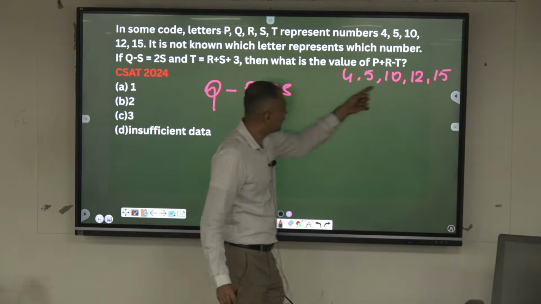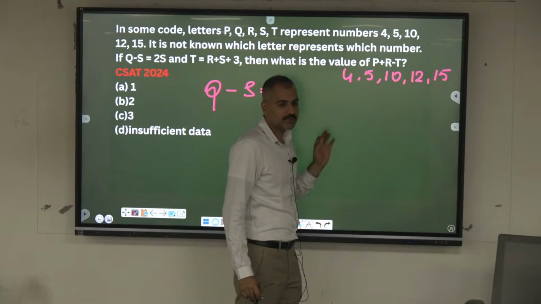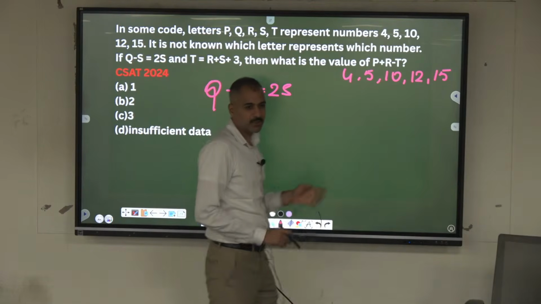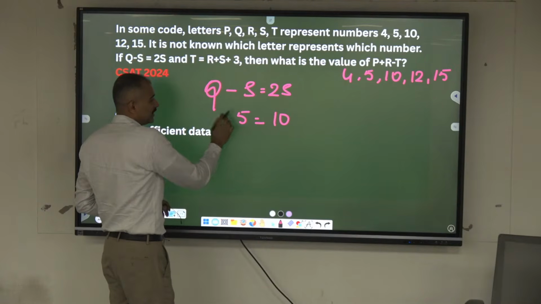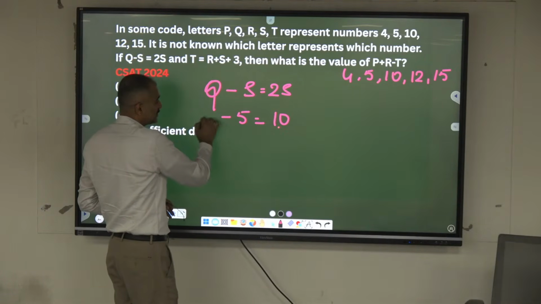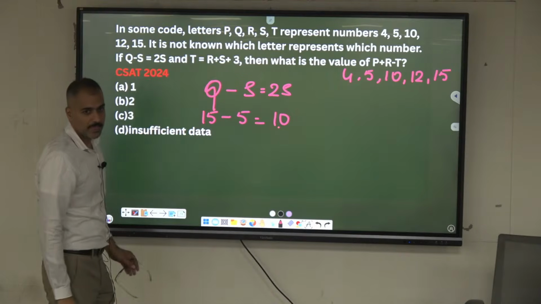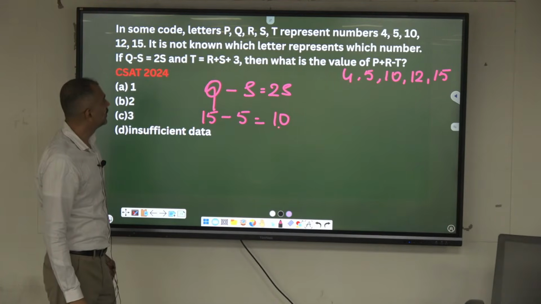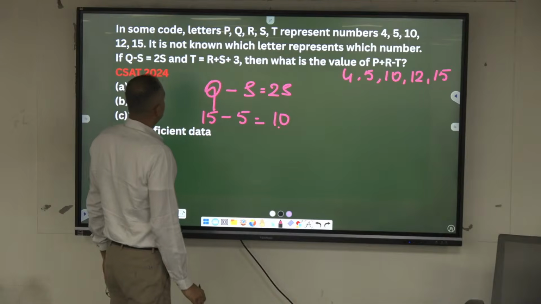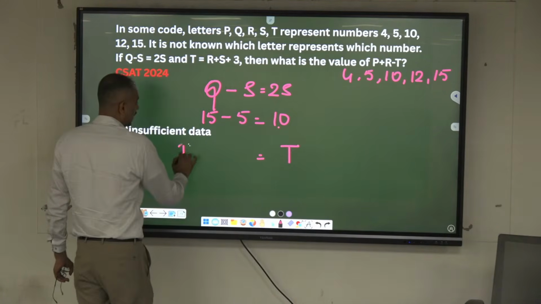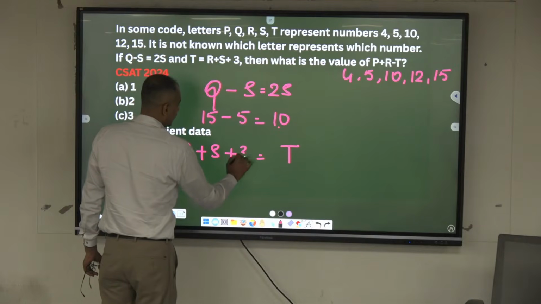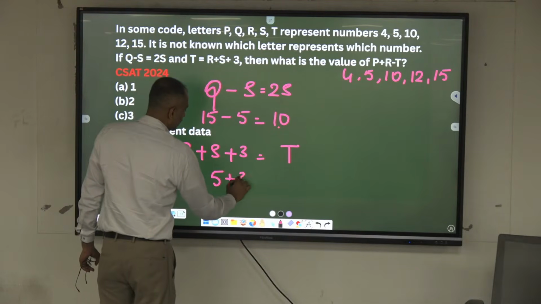Twice of S, look at the numbers. Twice of any number, 5 and 10, that's a possibility, right? So you have to get 10 here, and here it has to be 5. To get 10 here, it has to be subtracted by 15. One possibility. Next, T is equal to R plus S plus 3. We know the S value already.